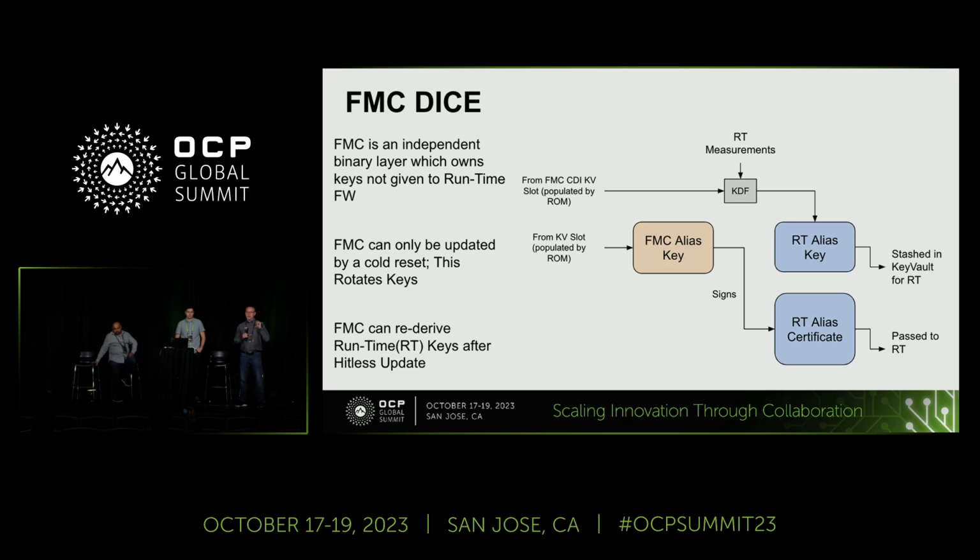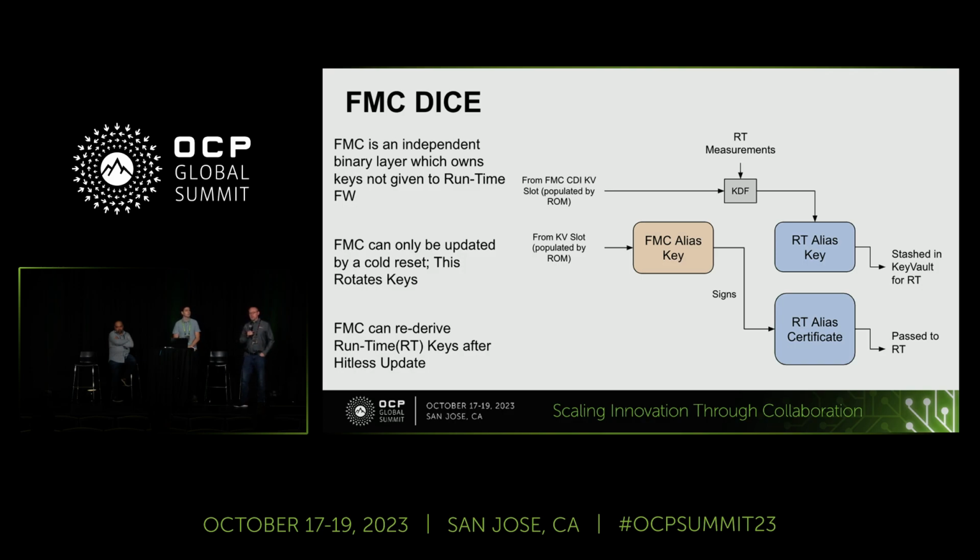So FMC is an independent binary, completely separate from the runtime firmware that is executing. They're both signed together, as the earlier image showed, but that independent binary allows the runtime firmware to possibly be updated on its own, whereas FMC could stay without an update to help us do the firmware update, the hitless firmware update.